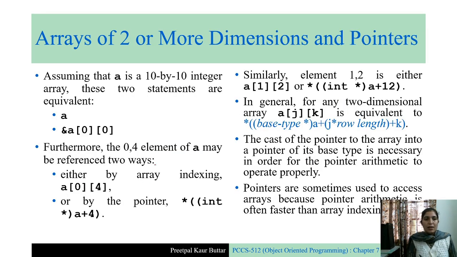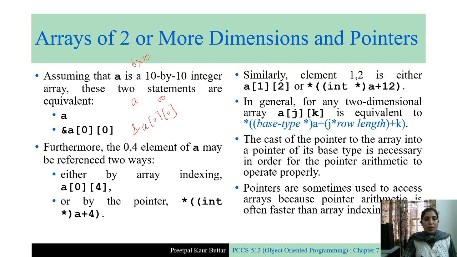So next is arrays of 2 or more dimensions and pointers. Assuming that A is an array whose size is 10 by 10, meaning it has 10 rows and 10 columns, these two statements are equivalent. You can write the name of the array, which is the address of the first element, that is the address of the element 0, 0. And you can also write it like ampersand A 0, 0. Both the statements are same.